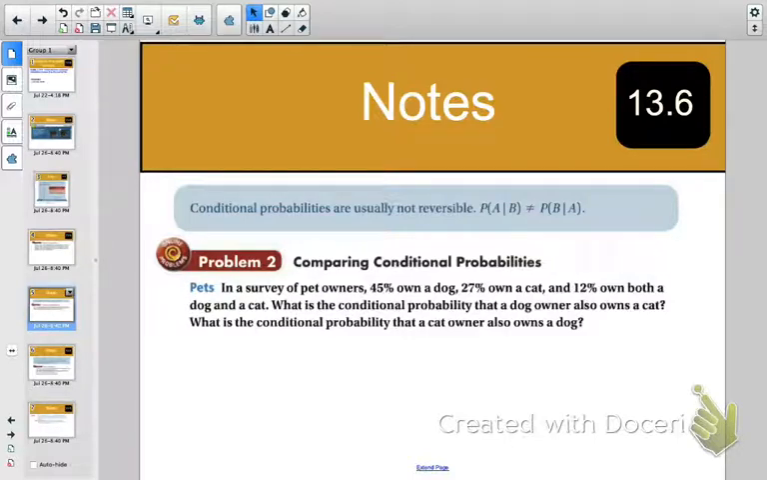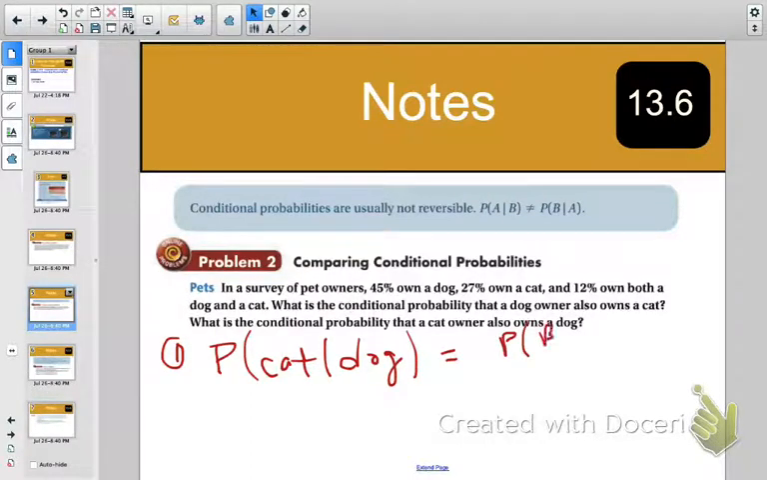Okay, so let's do the first one. It's going to be the probability of the dog owner also owning a cat, so you're given that they're a dog owner. What is the probability that they also own a cat? So the probability of a cat given that they already own a dog. So that's going to be the probability of both divided by the probability of having a dog.